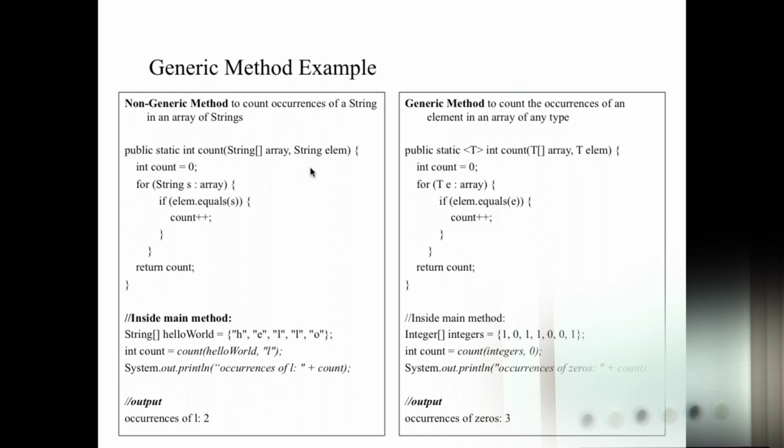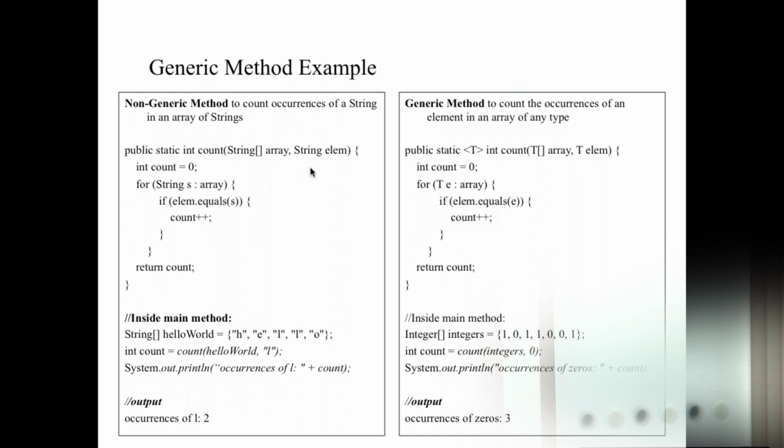The first part is the same, public, static, and then we use the type parameter T because we want this method to work with any type. When we write this, the compiler will immediately know that you are going to implement a generic method. And then int count, and here we use the same type parameter T because we want this method to work with an array of any type and count the values of any type T.